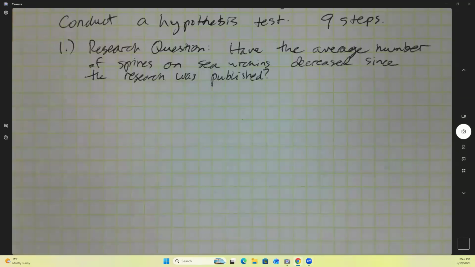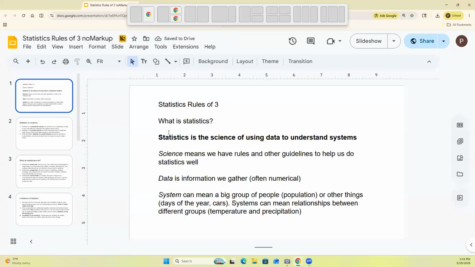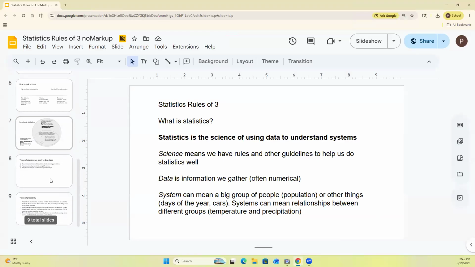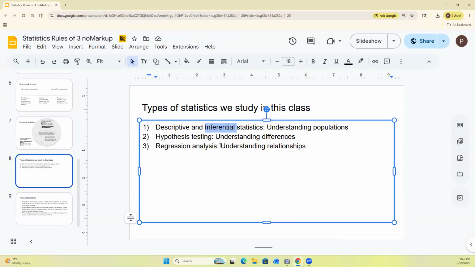Let me see if I can find it. Here we go. Here's our statistics rules of 3 types of statistics. Inferential, understanding populations. What's the average weight of sea urchins? Confidence interval. Hypothesis testing, understanding differences. Is there a difference in the number of spines now compared to earlier? That's when we would use a hypothesis test. And then in a week or so, we'll talk about regression analysis, understanding relationships in our systems.